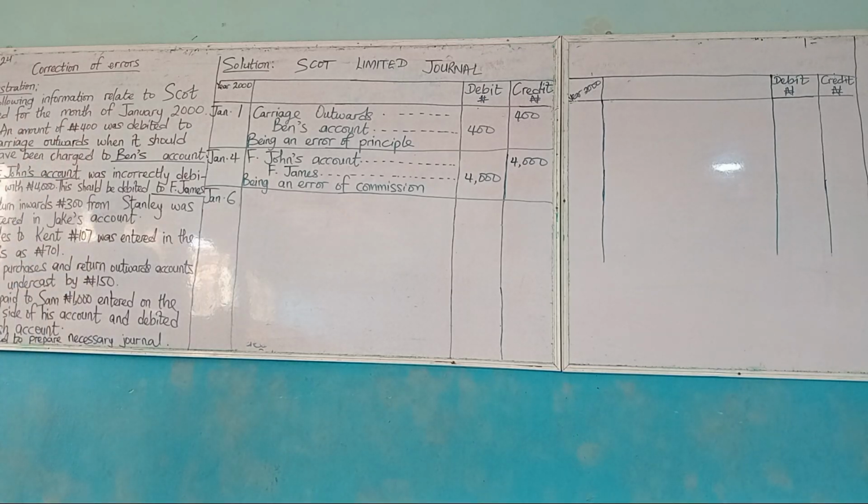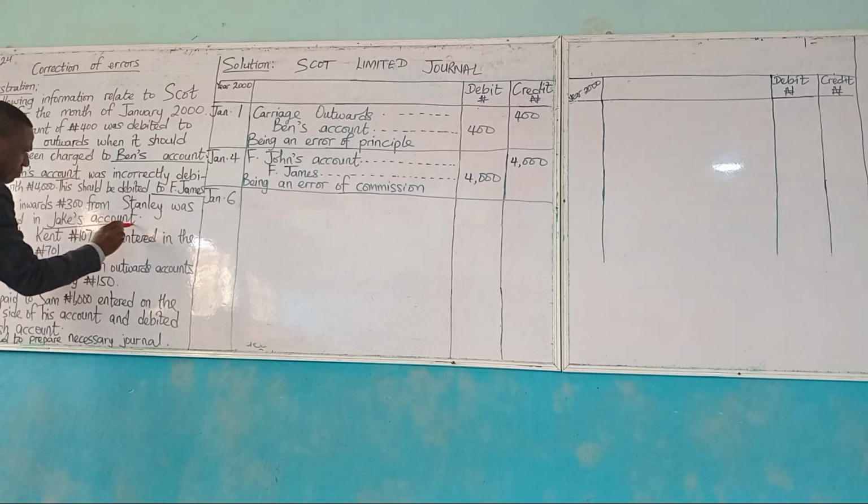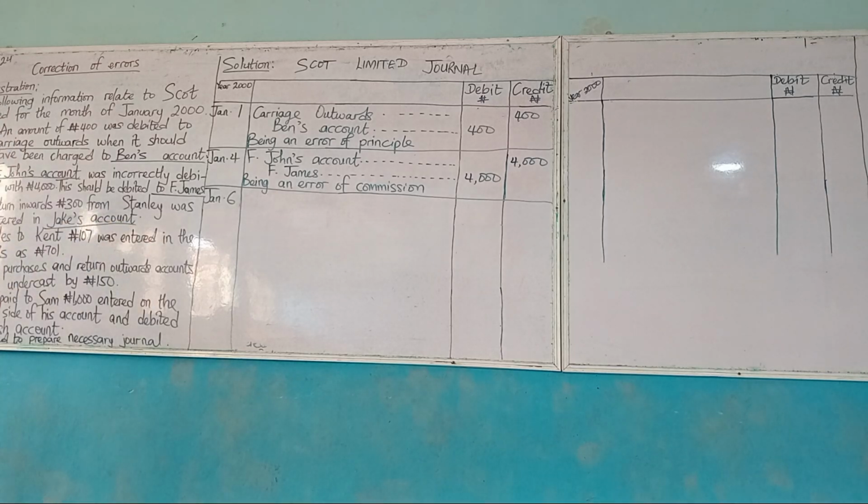It says returning was from Stanley was entered in Jake's account. Now we have to identify the account involved there, entered in Jake's account. You can see that this is a name. This Jake's account was mistakenly brought into this account again.